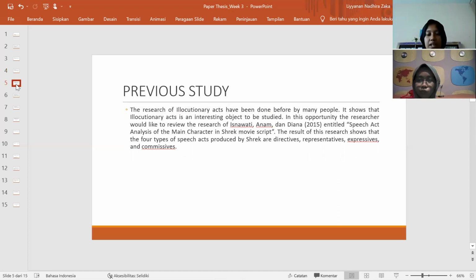The next part is previous study. Research on illocutionary acts has been done before by many people. It shows that illocutionary acts are an interesting object to be studied. On this opportunity, the researcher would like to review the research of Isnawati, Anand and Diana in 2015, entitled Speech Act Analysis of the Main Character in Strike Movie Script. The result of this research shows that the 4 types of speech acts produced by Strike are directive, representative, expressive, and commissive.